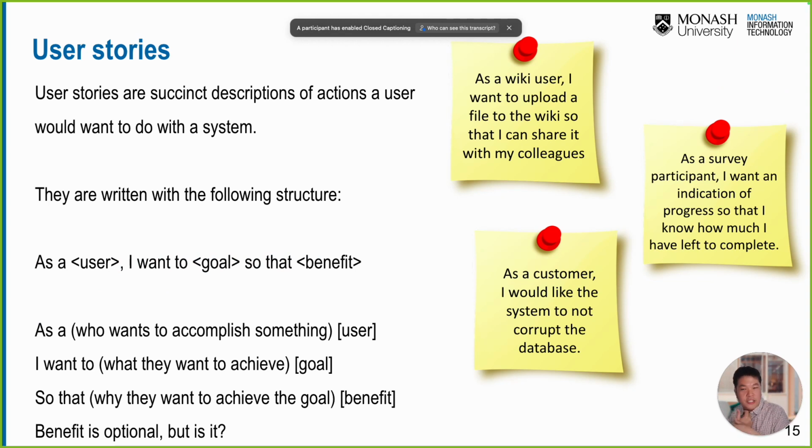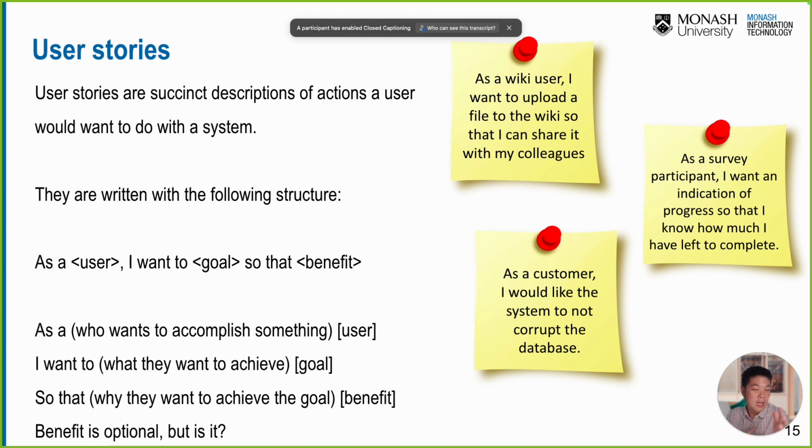A user story should be a succinct description of an action a user would want to do in the system, and it is written in the following structure. As a user, who is that person, right? I want to, what is the goal? So that, what is the benefit? What is the value that it brings to the software system or the product? For example, as a person who wants to accomplish something, I want to blah blah blah, so that blah blah blah. The benefit is optional, but it is quite important as well.